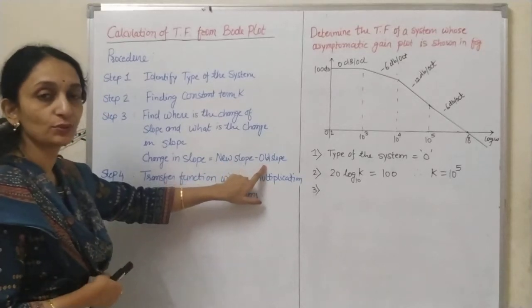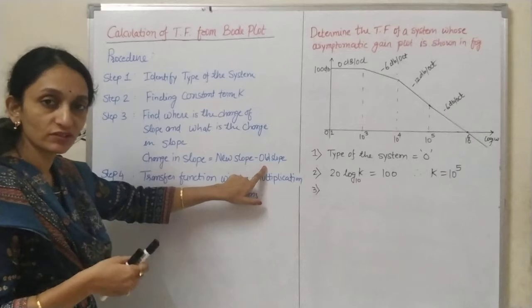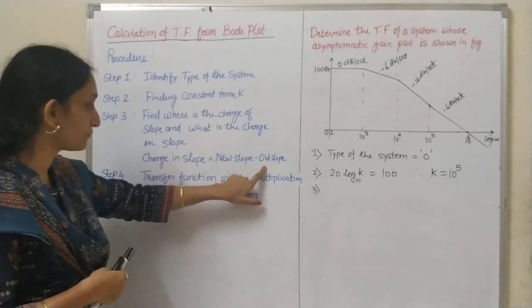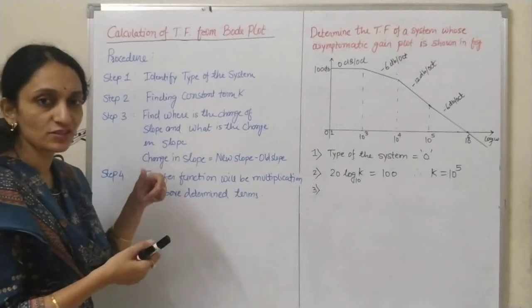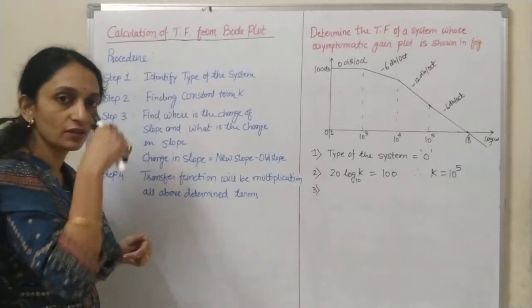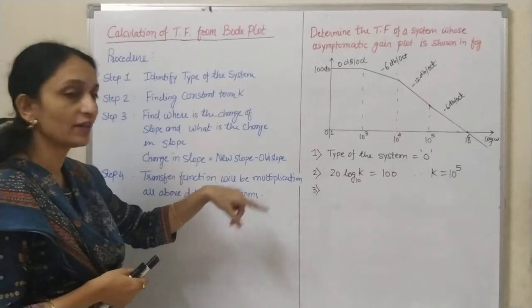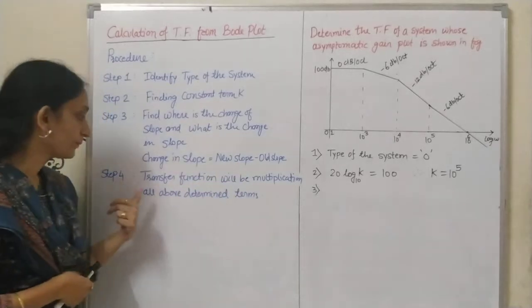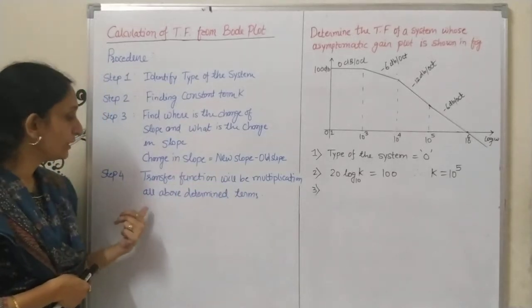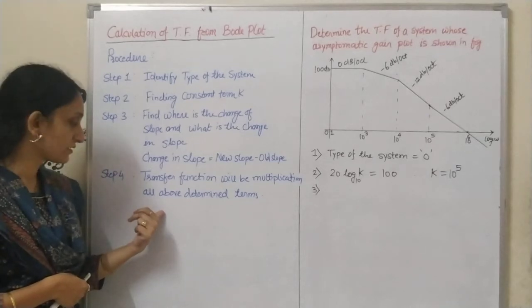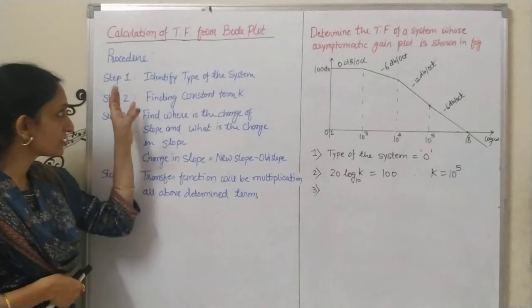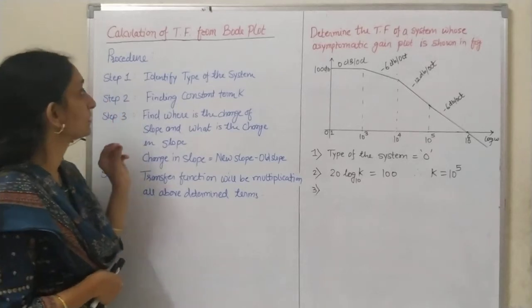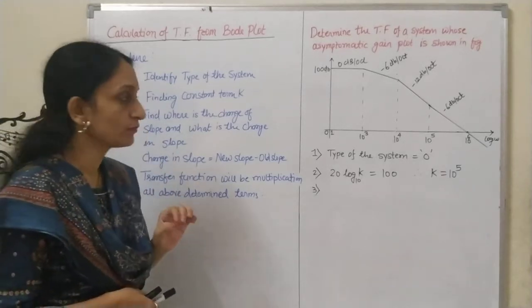Whereas when we are drawing the Bode plot, that is the magnitude plot from the transfer function, the formula is old minus new. But here we are going in a reverse way, so it will be new minus old. Step 4, the transfer function will be the multiplication of all the above determined terms. So this is the procedure for calculating the transfer function from the Bode plot.